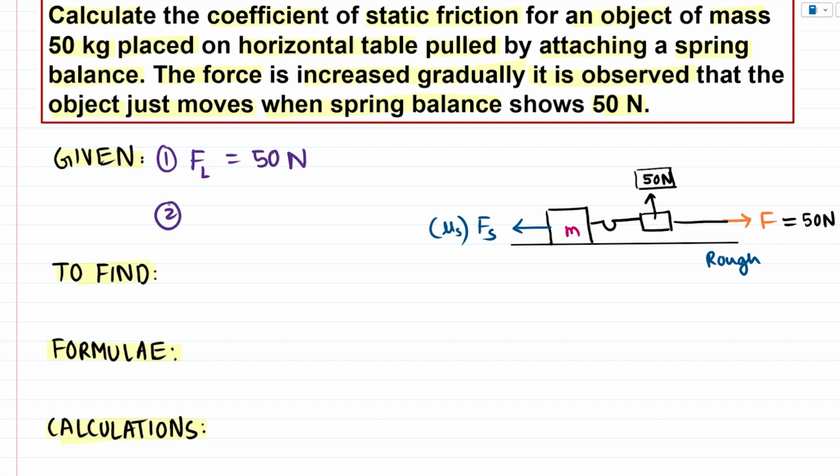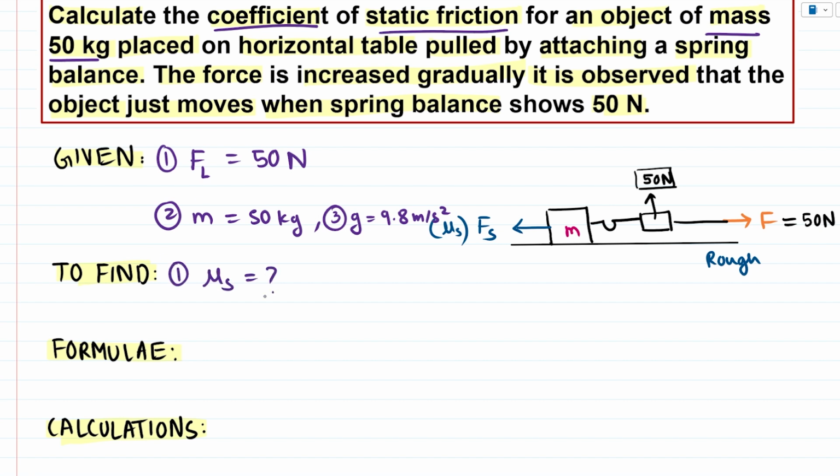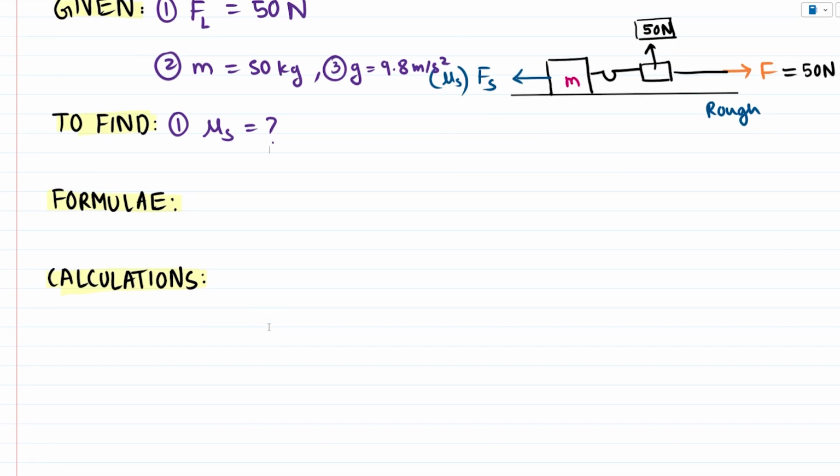इसके अलावा एक simple data और दिया है, that is the mass of the object. So small m is said to be 50 kilograms, and we assume the value of acceleration due to gravity, that is small g, as 9.8 meters per second square, as that is the most common value. Now using all this data, हमें पूछा है to calculate the coefficient of static friction, and we represent coefficient of static friction using the symbol mu s. So mu s is what we have to find.